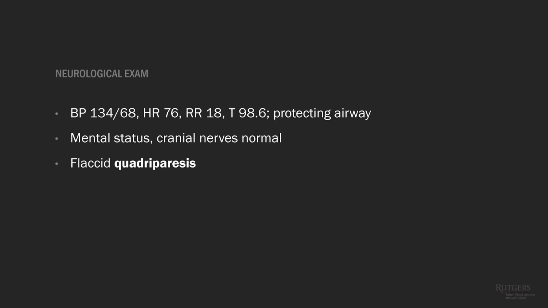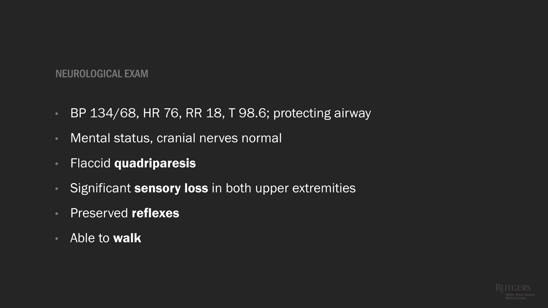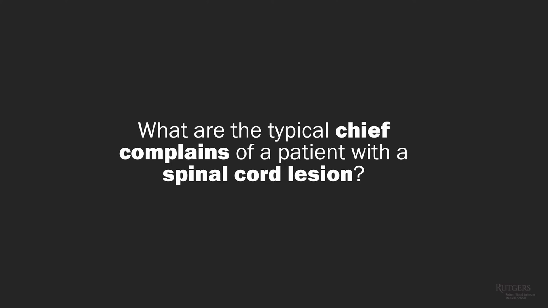There's significant sensory loss below the clavicle to all modalities, and much more pronounced in the arms, and reflexes are preserved. She's still able to walk, but she needs assistance. So this is a myelopathy talk, so spoiler alert, the patient will turn out to have a myelopathy. So what is it about this case that has you thinking of a spinal cord lesion? Let's answer that question by reviewing the typical chief complaints in patients with myelopathy.